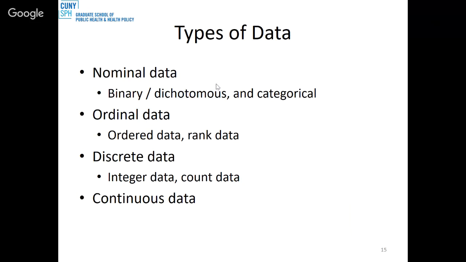So that brings me finally to the actual data that we're talking about. I'm going to separate the data that we work with into 4 types: nominal data, ordinal, discrete, and continuous. And I'll talk about all of these in a little bit more detail.